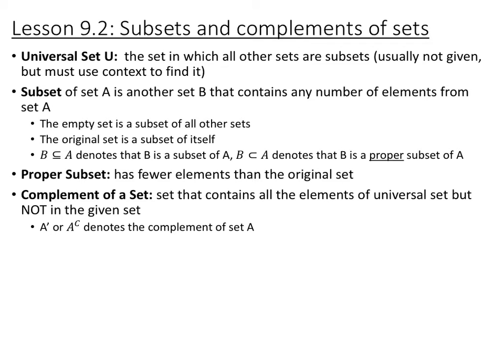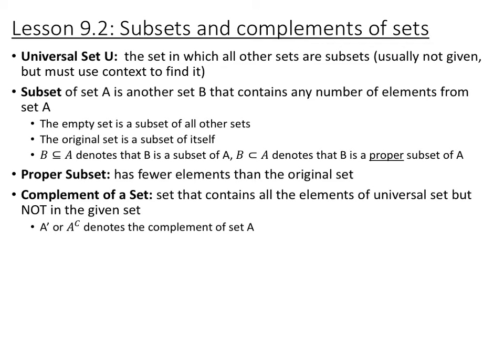Section 9.2 is subsets and complements of sets. I would pause the video and write down these definitions. So the universal set, which we denote with the letter U, is the set for which all other sets are subsets. So it's something that's not usually given, but sometimes you can find out in context.